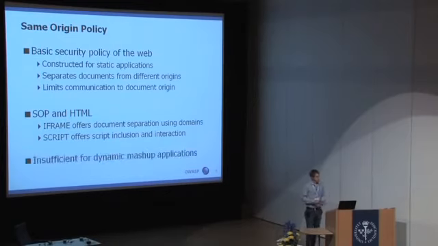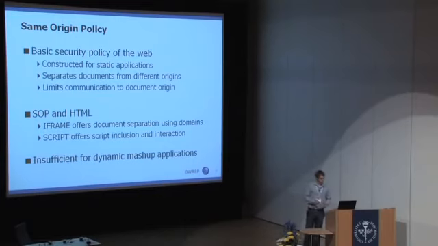But these two items are insufficient for dynamic mashup applications, because the problem with iframes and scripts is they make you choose between the two extremes. They either offer separation using iframes, but interaction is nearly impossible, or at least very difficult, or they offer interaction using script tags, but then you have no separation left. So it's the typical contrast between security and usability, or functionality, and that's what I will be presenting how that can be solved in mashup security.